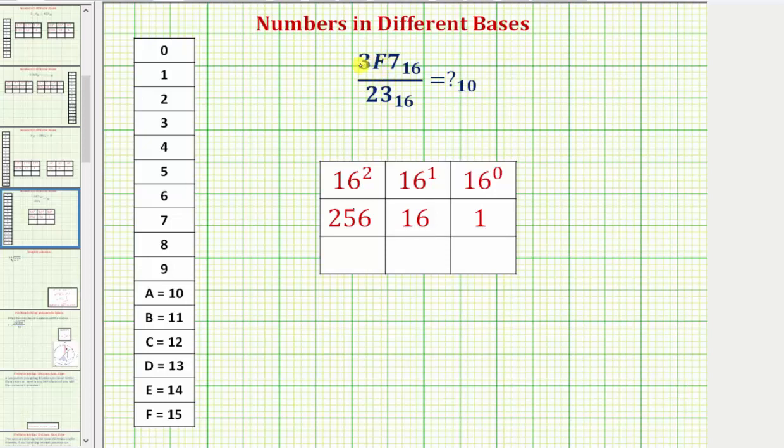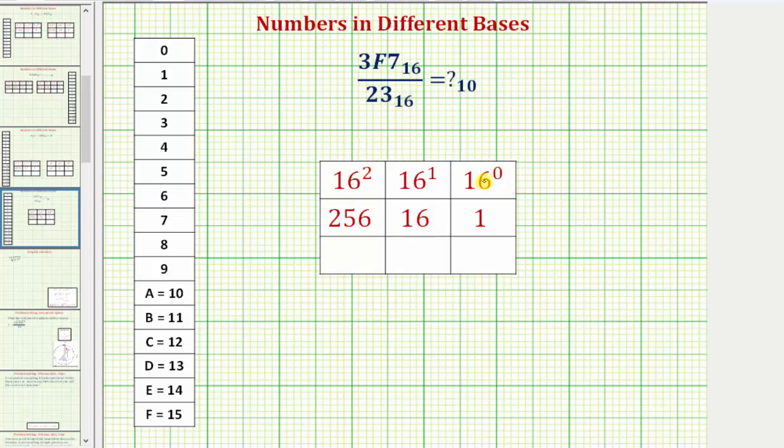We want to find the quotient of these two numbers written in base 16, and we want the quotient to be in base 10. So to do this, we'll convert both of these numbers in base 16 to base 10, and then find the quotient. Because we have base 16, the place values are powers of 16 as shown here.